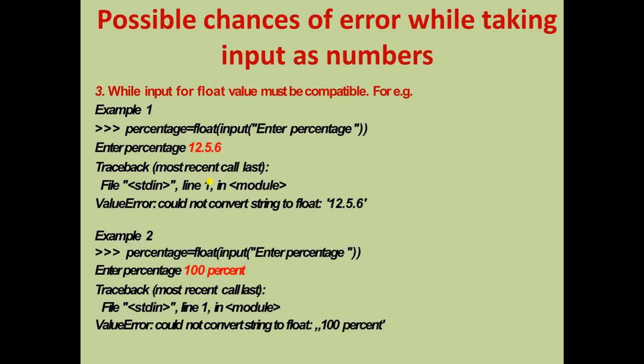Now the third one is that input for a float value must be compatible. When the user is asked for a percentage, which is in float form, you have to enter the percentage in the proper form. But 15.5.6 is a wrong way. Either you have to enter 15.5, 12.5, 12.0, etc., but do not put two decimal points. That is an error. And do not write 100% also. Here you have to write 100.0. A string value will also give you the error.